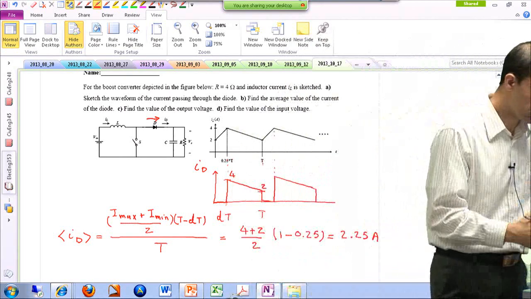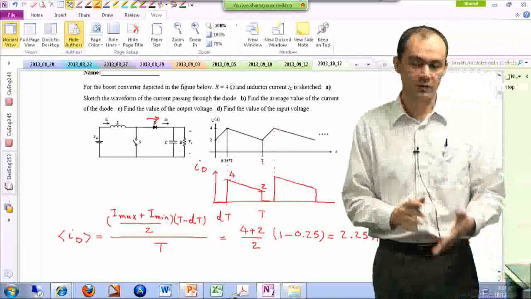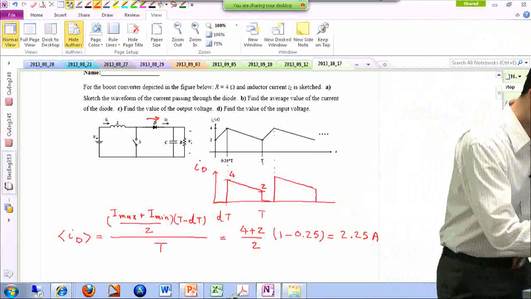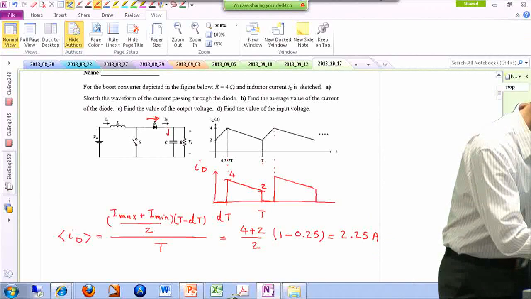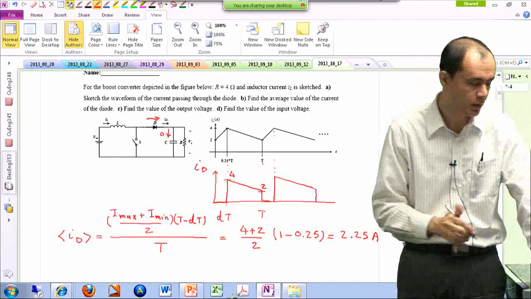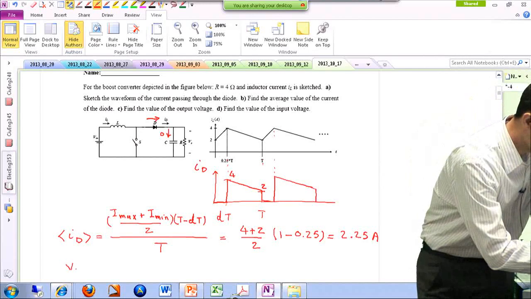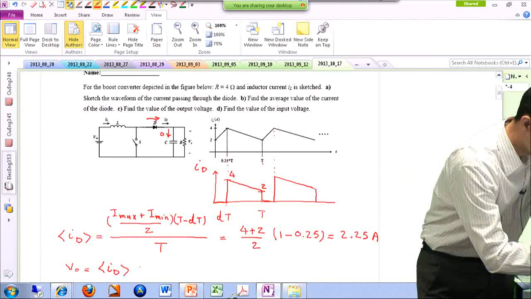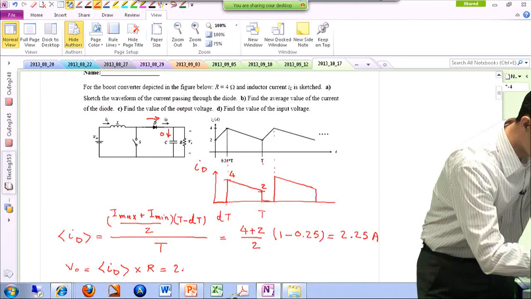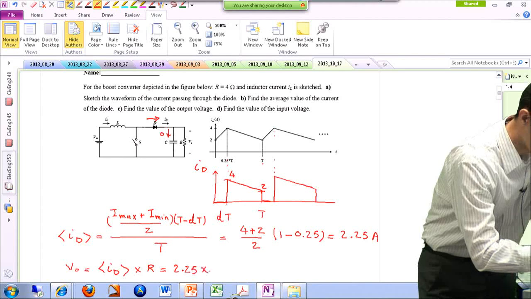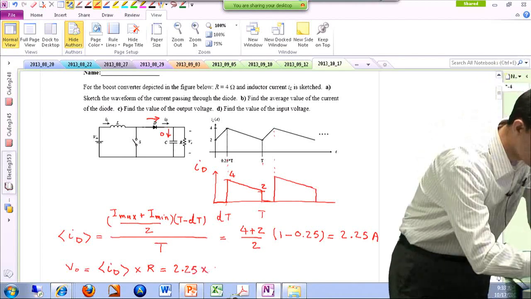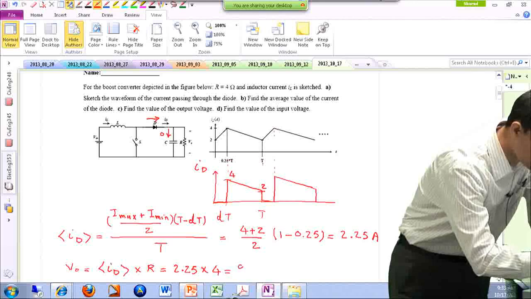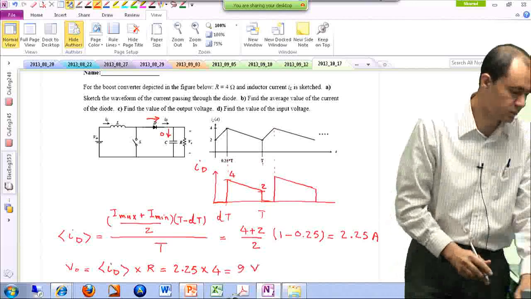And now part C is asking to find the value of the output voltage. So we have discussed this before. On average, this current is 0. So on average, the entire diode current passes through the load. So the output voltage is basically the average value of the diode current multiplied by the value of the load resistance. And the load is given to be 4 ohms. So we are looking at an output voltage that is 9 volts.